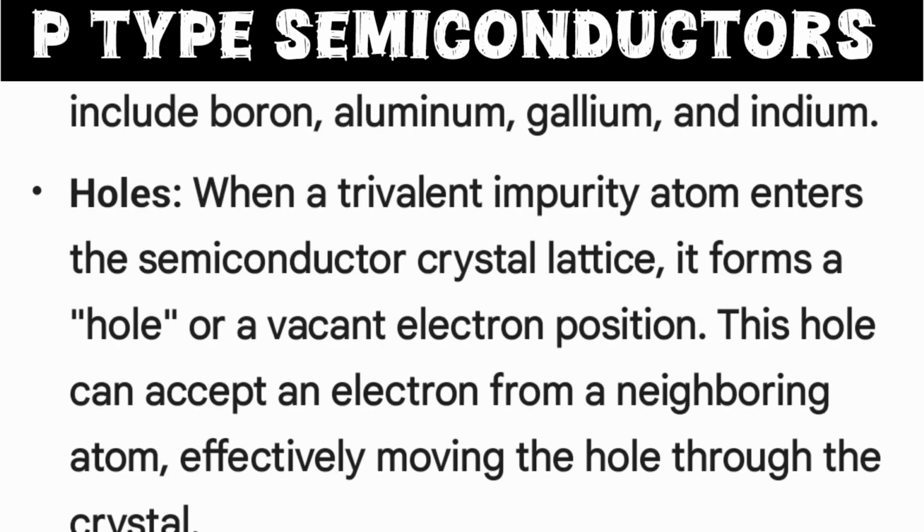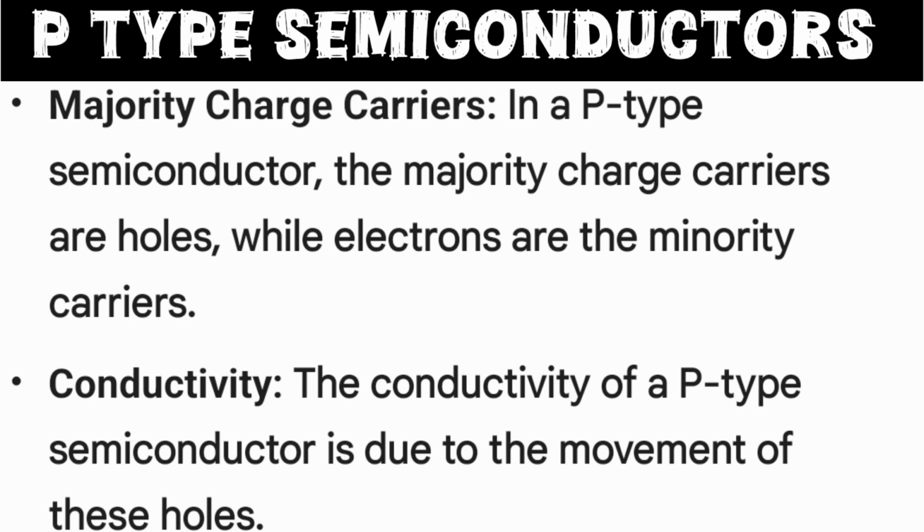Holes. When a trivalent impurity atom enters the semiconductor crystal lattice, it forms a hole, or a vacant electron position. This hole can accept an electron from a neighboring atom, effectively moving the hole through the crystal. Majority charge carriers. In a p-type semiconductor, the majority charge carriers are holes, while electrons are the minority carriers. Conductivity. The conductivity of a p-type semiconductor is due to the movement of these holes.